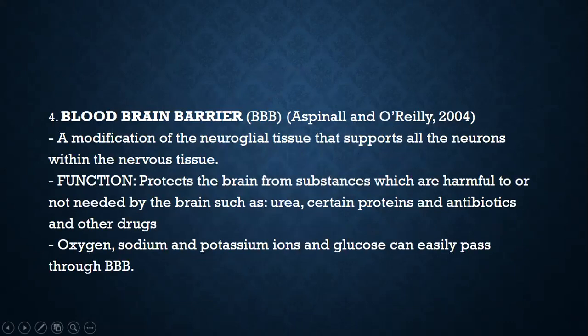Then we have the blood-brain barrier, a modification of the neuroglial tissue that supports all the neurons within the nervous tissue. Its function is to protect the brain from substances which are harmful to or not needed by the brain, such as urea, which is a byproduct of protein metabolism, certain proteins, and antibiotics and other drugs. Only oxygen, sodium, and potassium ions and glucose can easily pass through the BBB.